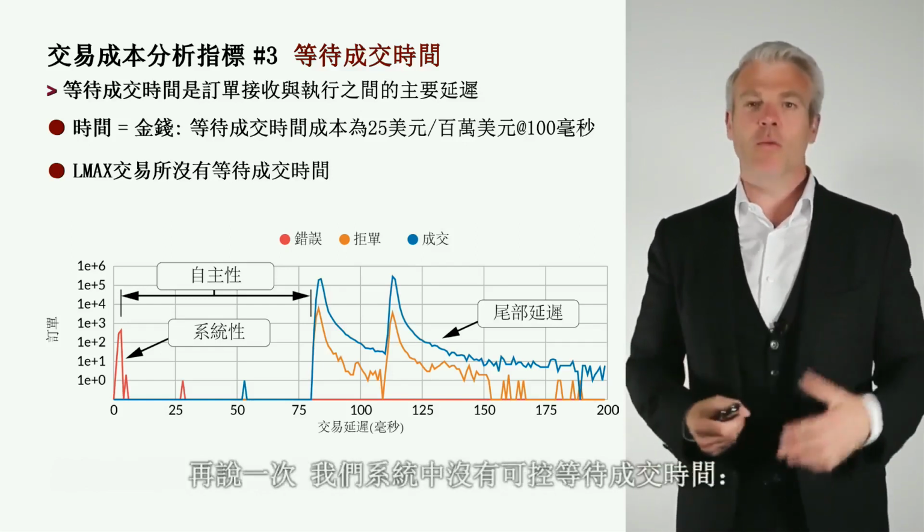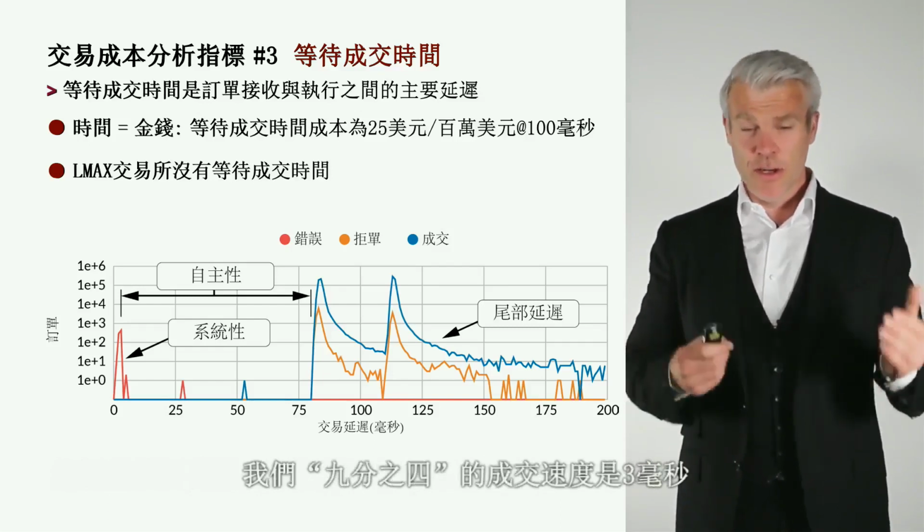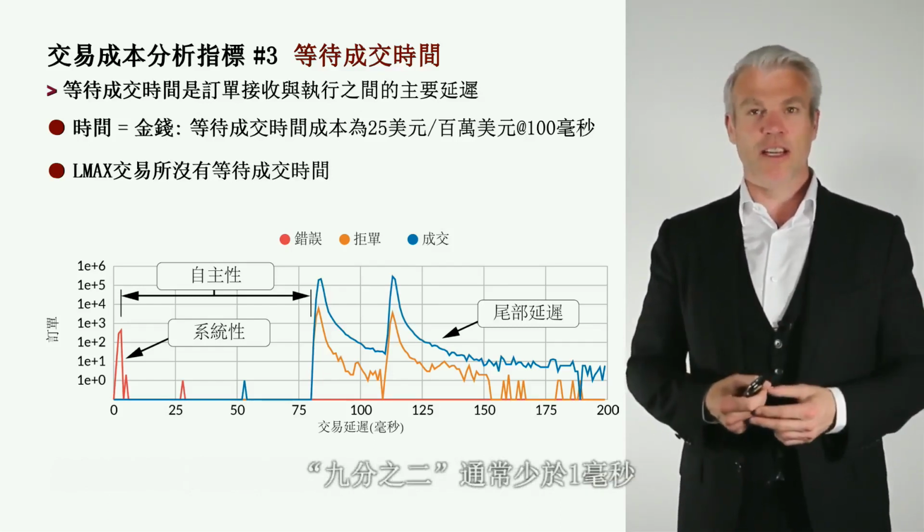To repeat, we have no discretionary hold time. Our 4 nines in terms of execution speeds are 3 milliseconds, and 2 nines normally less than 1 millisecond.